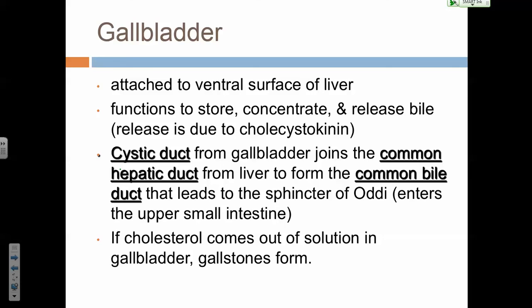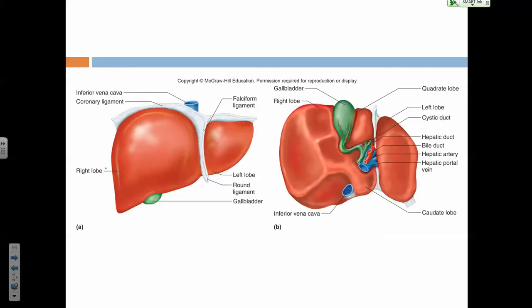Okay. All right. So if we look at this picture on your left, here you're seeing the front of the liver, and there's a little piece of the gallbladder. If you flip that liver up to look at the back side of it, here's the gallbladder, and I want you to notice this duct right there. That's coming out of the gallbladder. That's called the cystic duct.